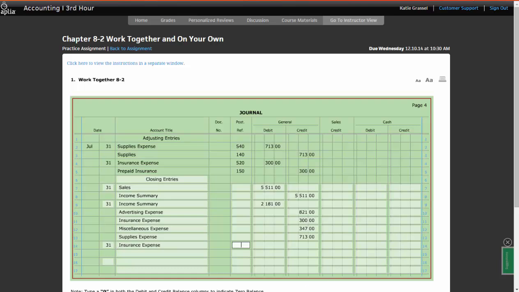But I actually need to debit income summary, not insurance expense, $3,330. And then I am going to credit Darlene Wong Capital $3,330. You have to understand what each letter does in the acronym.